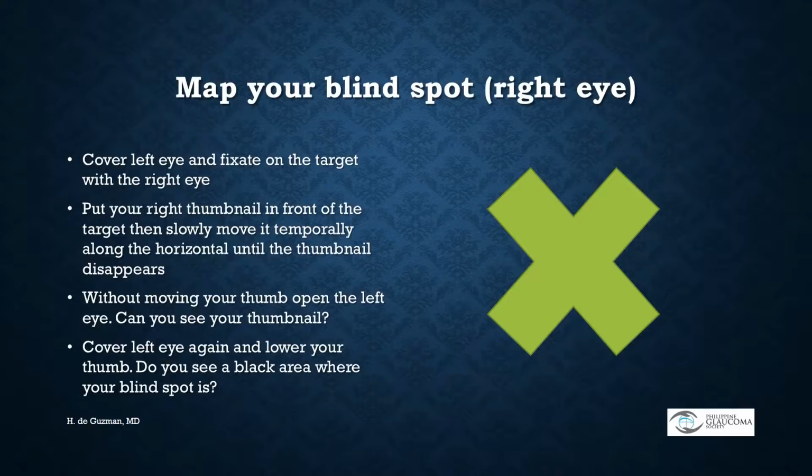When you opened your left eye without moving your thumb and you were able to see your thumbnail once again, this happened because the blind spot is located in an area where the visual fields of the two eyes overlap. And when you lowered your thumb from the blind spot, you did not see a black area there because our brain fills in the blank left by the blind spot with information that it gets from the nearby areas or with what it expects to see.